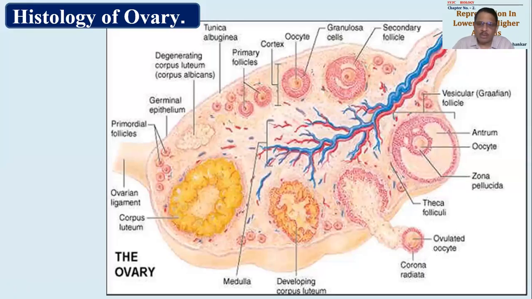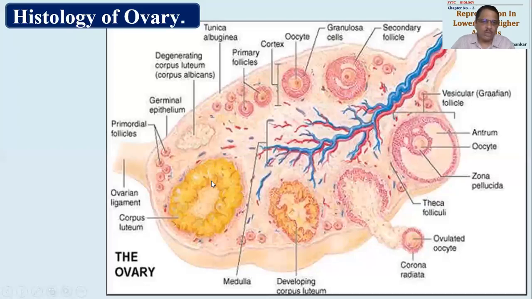Then this bleeding body will be called as corpus hemorrhagicum, will reunite or start reuniting so as to form corpus luteum. So this is called as developing corpus luteum. Developing corpus luteum will form corpus luteum. Luteum because it is yellow colored, hemorrhagicum because it is bleeding body. Graafian follicle is the largest one.